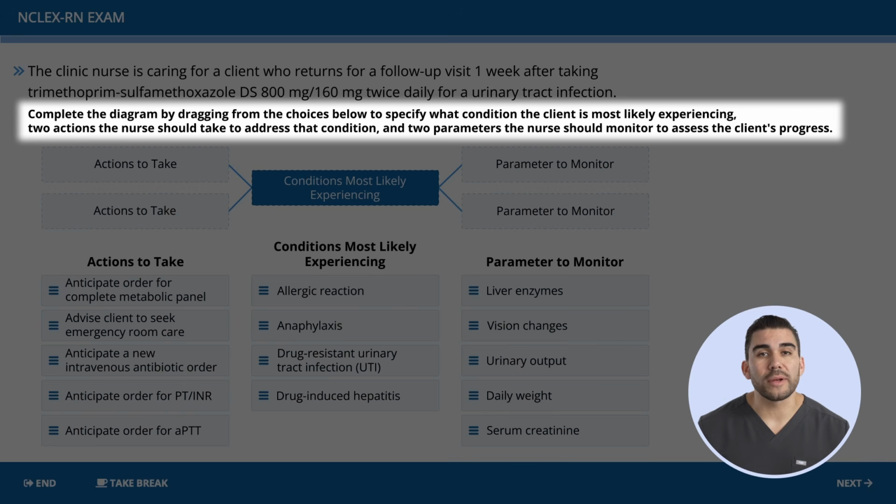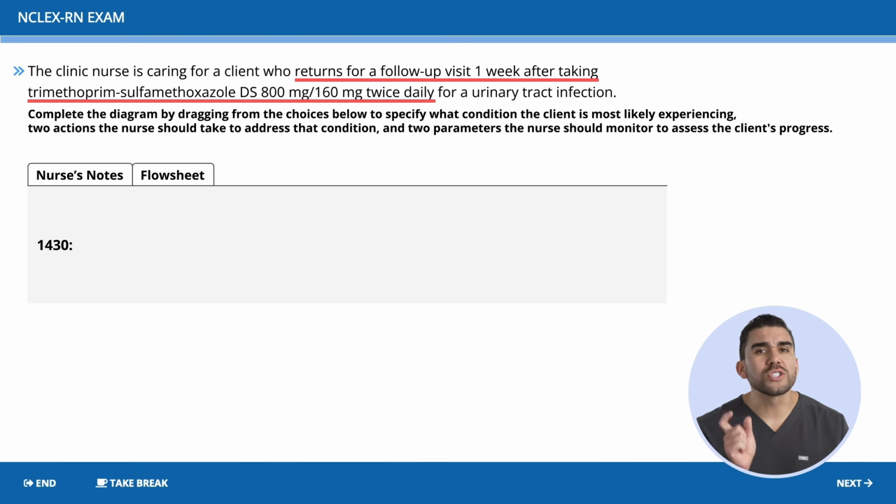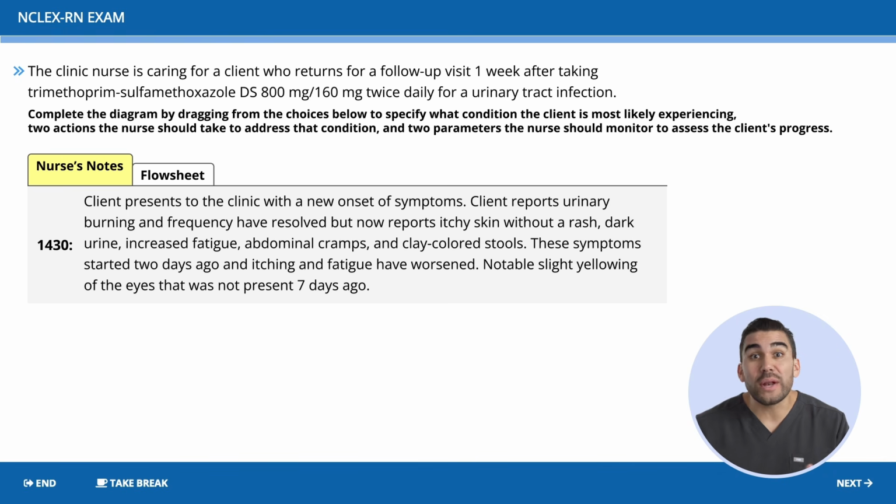So in terms of the problem here, let's look into the case study and find keywords that risk safety. So we see that the client returns for a follow-up visit 1 week after taking a really long antibiotic. But just let the name help you. The word sulfa is in this antibiotic, so we know sulfas can be very toxic, and she took it for a UTI. Now let's click under tab number 1 and see what else we find.